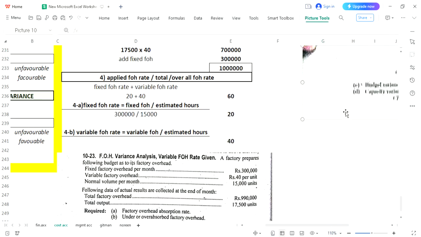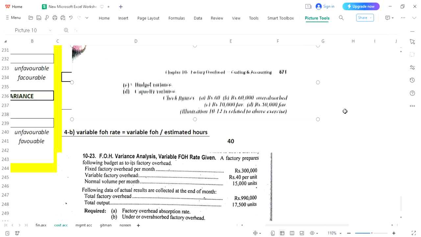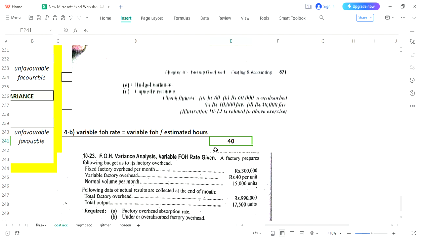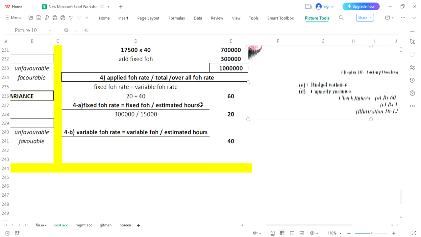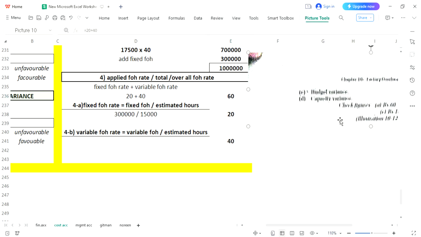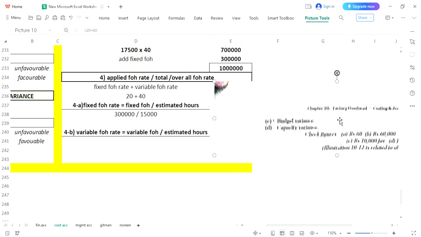These are your answers, though a little blurred, but check over here. 60 was your variable FH rate, and finally you have calculated these rates as well. It's time to check. This was your applied FH rate, how much? 60, and the first answer is given, and you can see 60 is written over here.